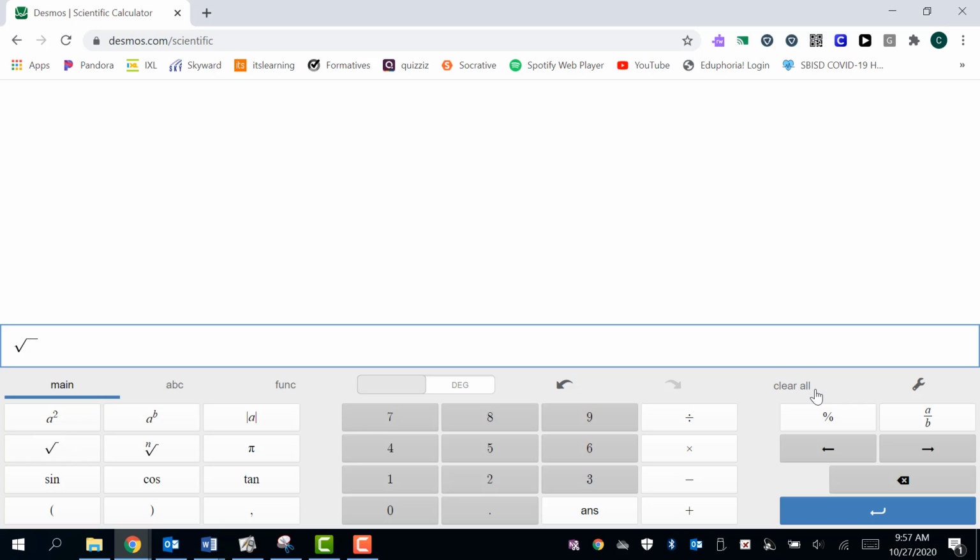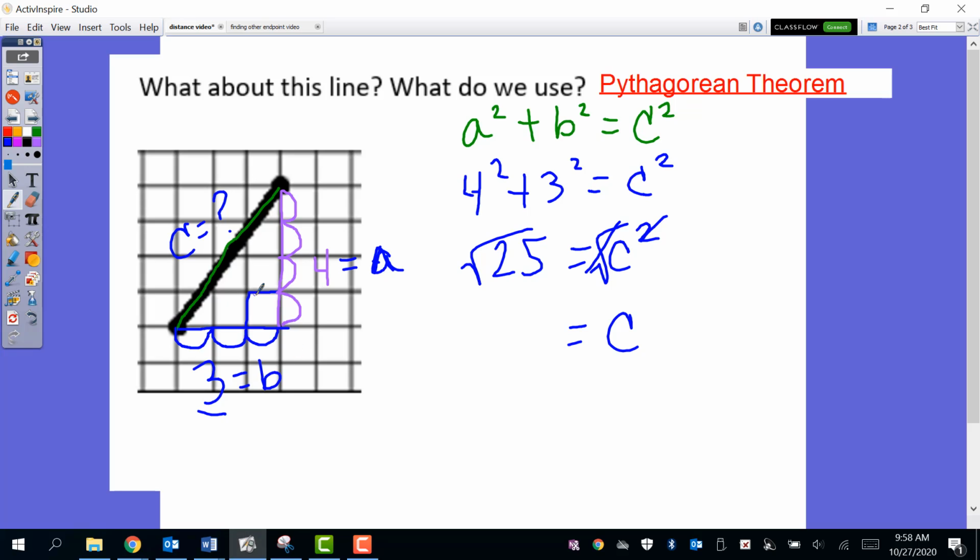So this cancels, and then you type it again with the square root of 25. This side is the square root, then you type 25, and we get 5. So the square root of 25 is 5. We write 5, and so the length of this line C will be 5.